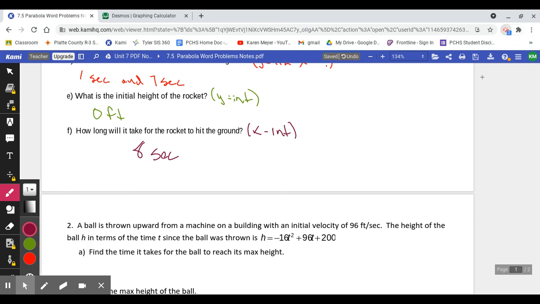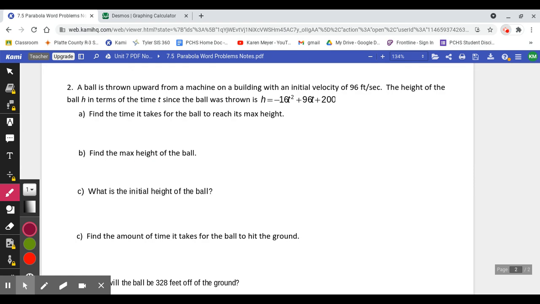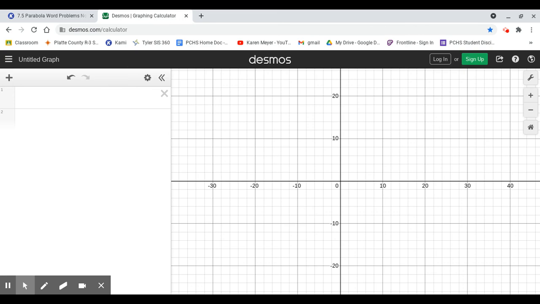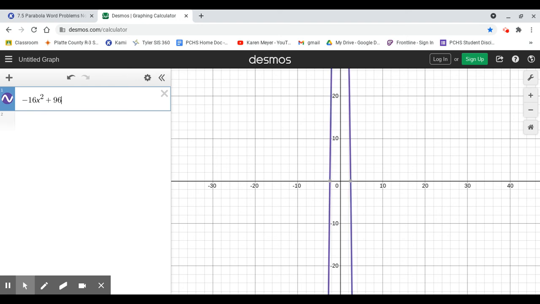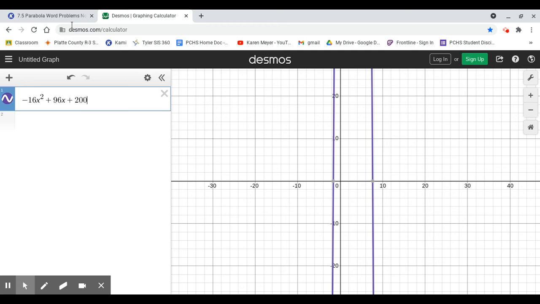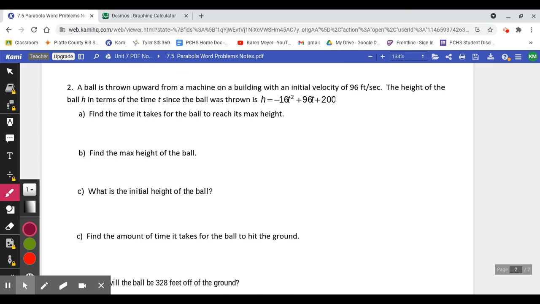Okay, let's go to the back side. Once again, we're going to type that equation into Desmos. So remember, don't use t's, use x's. Negative 16x to the second plus 96x plus 200.